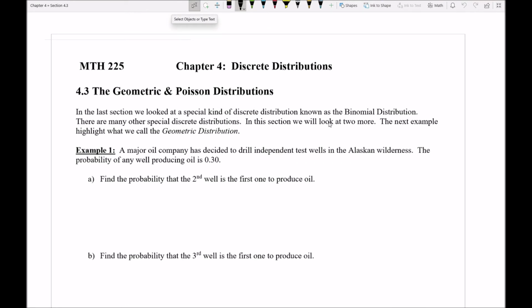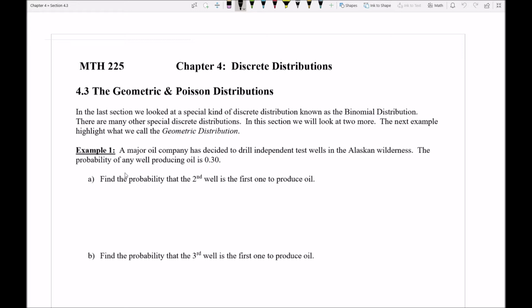A major oil company has decided to drill independent test wells in the Alaskan wilderness. The probability of any well producing oil is 30%. Now, this problem may seem familiar. We actually dealt with this problem back in our section on independence. But we're going to see here how this relates to the idea of a geometric distribution.